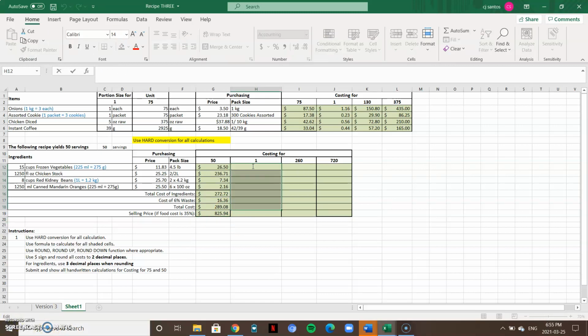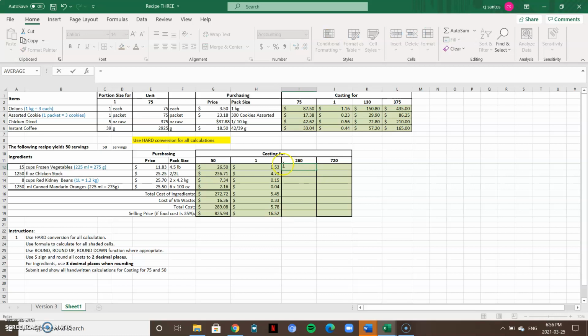So for the costing for one, we would get the cost of ingredients, and then just divide it by 50 for the F4 function and the absolute cell referencing. Just drag it down, we get the answer. And same thing over here, you got this, and divided by 50, you'll get the same exact answer. And just drag it down, and you get the same answer.